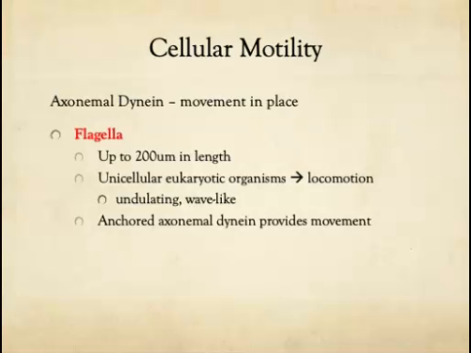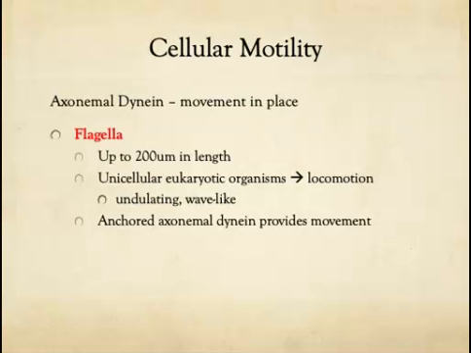They're also providing the motion for flagella, but it's a little more complicated in a flagellum because flagella are enormous compared to cilia. A flagellum can be up to 200 micrometers in length, and cells can have anywhere from 1 to 10 flagella if they have flagella. Now, in a unicellular eukaryotic organism, a primitive eukaryotic organism, the flagella are there for locomotion. The purpose is to help that cell move through its environment.